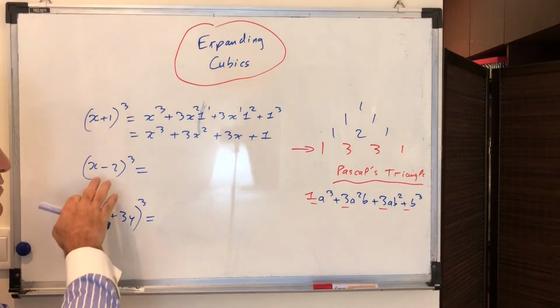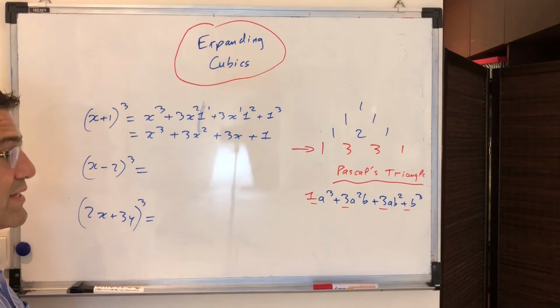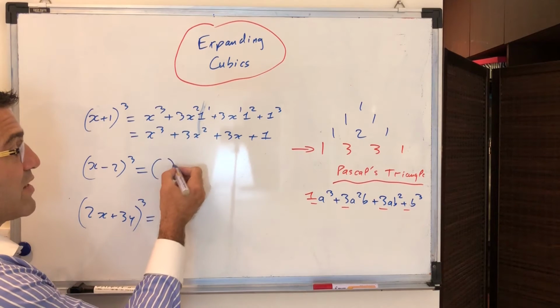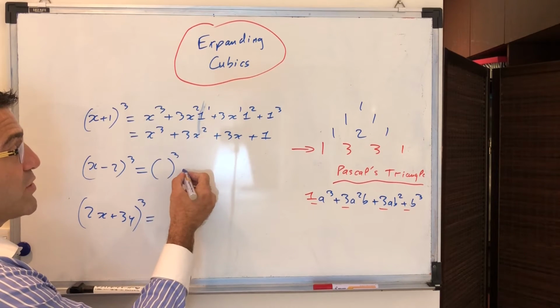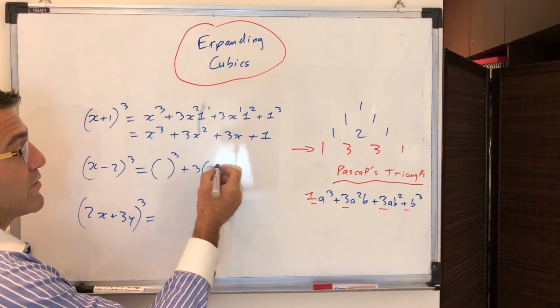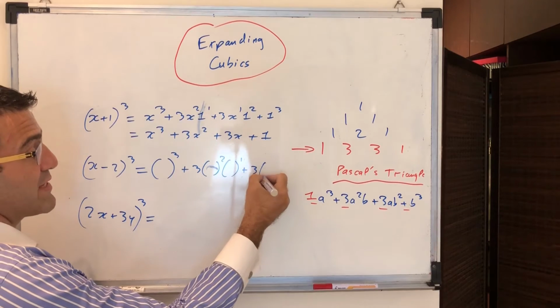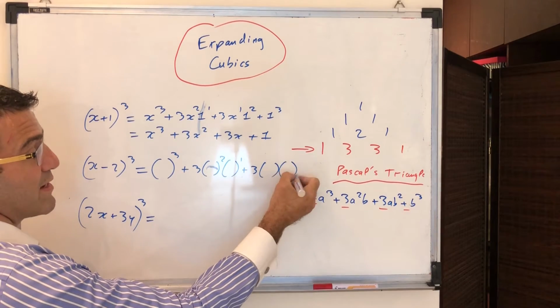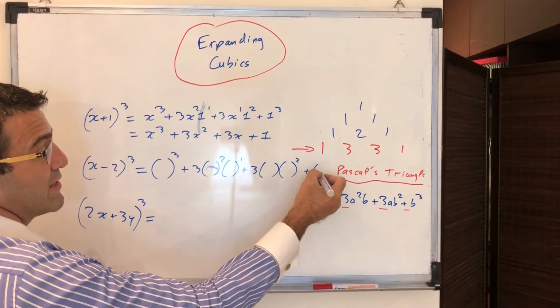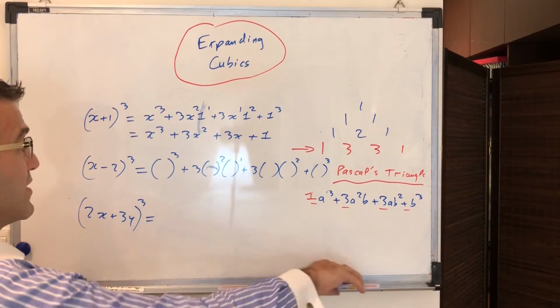Now if there's a negative, you need to be a little bit careful in terms of where the negative goes. So let's just make sure that we understand how this works. This is the first thing cubed plus 3 times the first thing squared times the second thing to the power 1 plus 3 times this squared, and then plus the second one cubed. Okay, so how's that going to work out?